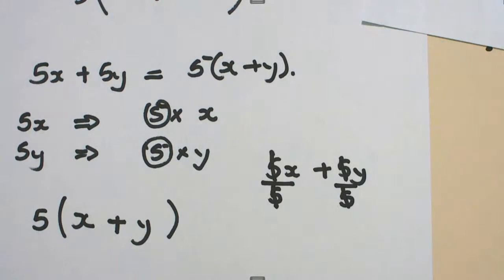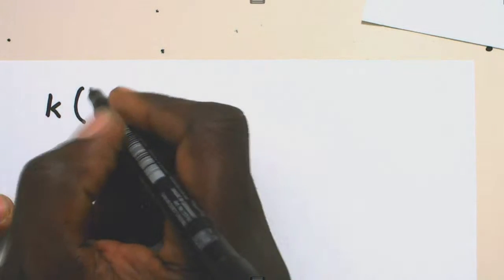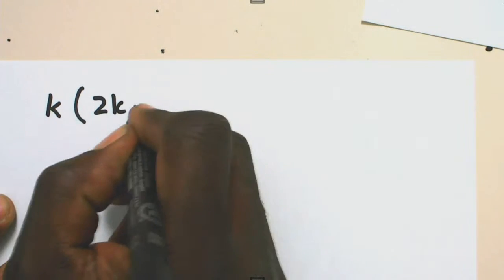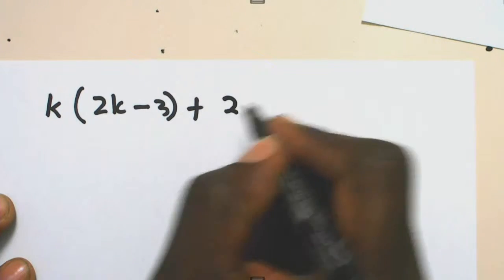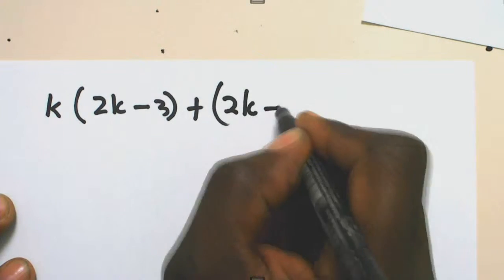Now, these are simple questions that you can work out yourself and get answers. But let us go to the higher level questions, where you use the common factor to find the factors of the expression. Let's take this example: k(2k minus 3) plus 2(2k minus 3).